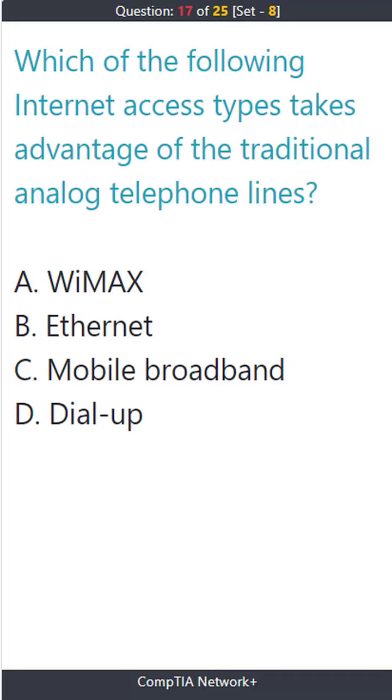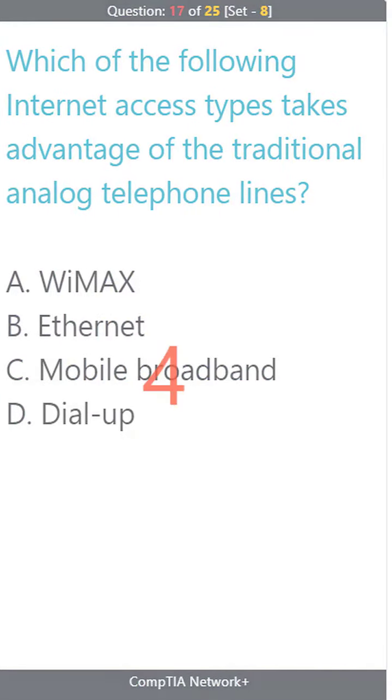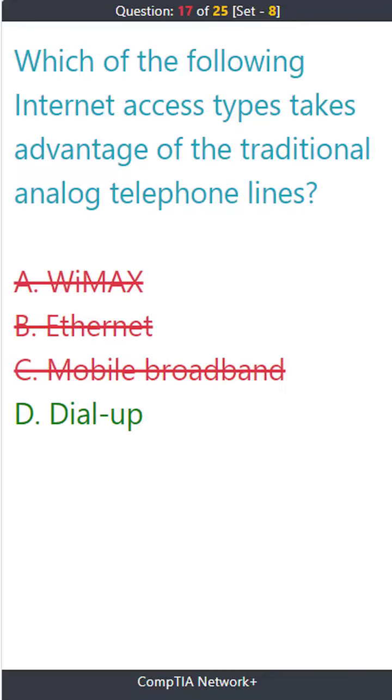Question 17. Which of the following internet access types takes advantage of the traditional analog telephone lines? A. WiMAX. B. Ethernet. C. Mobile broadband. D. Dial-up. The correct answer is D. Dial-up.